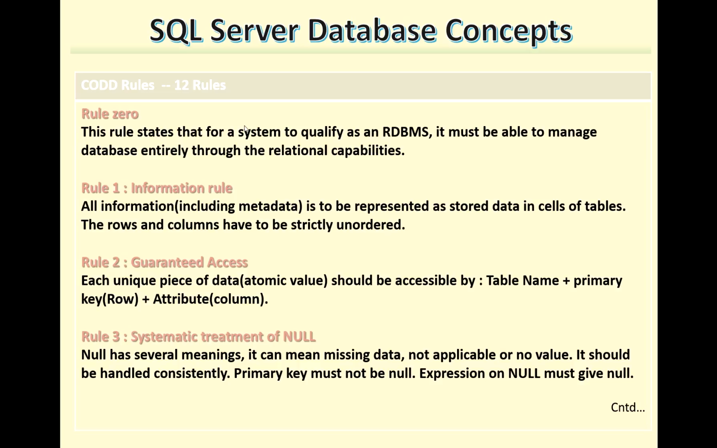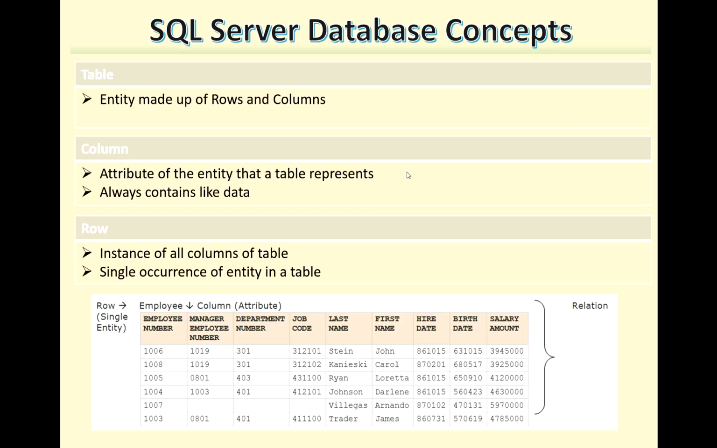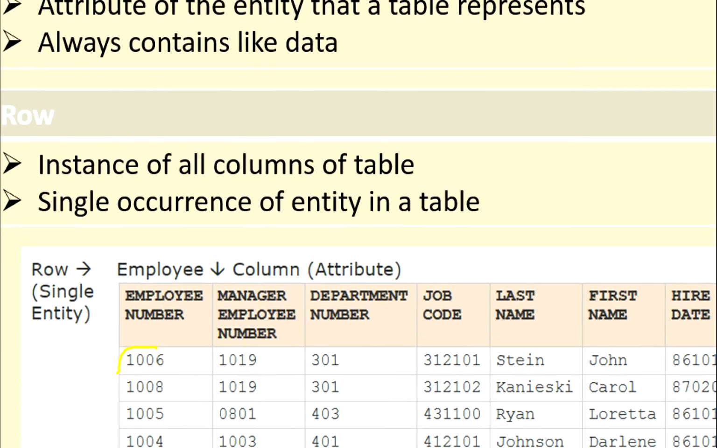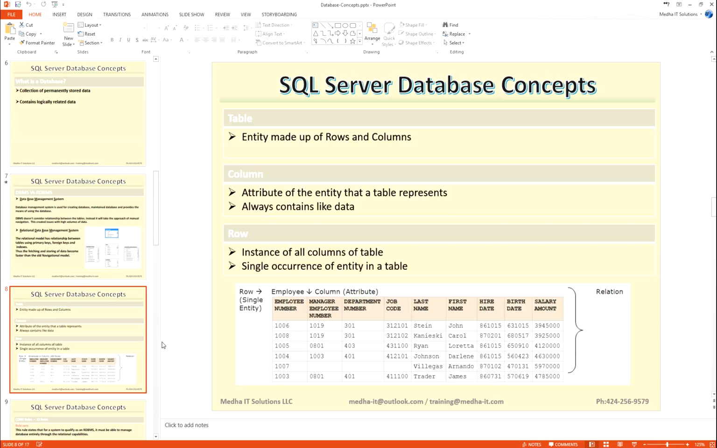And then rule 1, the information rule. The information rule means all information is to be represented as stored data in cells of the table. That means all the information should be stored in cells, like this is one cell, right? Similarly 1019, this is another cell. So all the data should be stored in a cell.